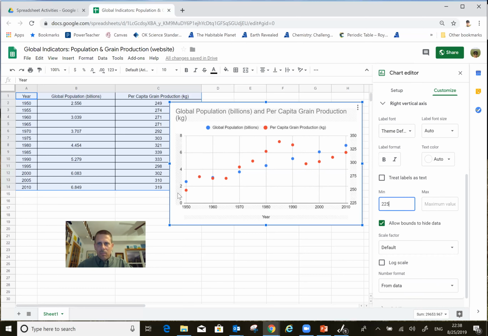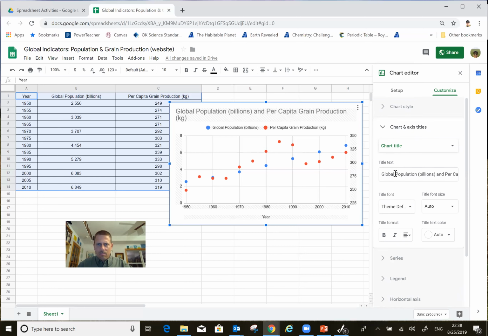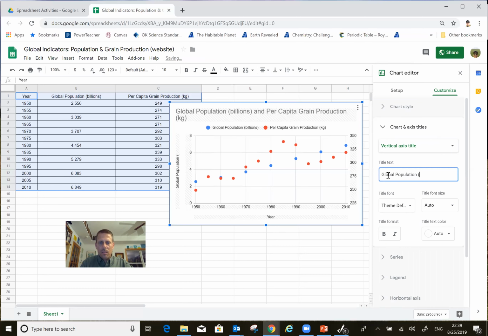For the labeling of my axes, let's go up in our menu, and it says chart and axis titles. So let's click on that. The title looks okay. The horizontal axis title looks fine. That's time in years, so I think that is appropriate. The vertical axis title, this one will be the left-hand side, so I'm going to click on that, and I'm going to put in there the global population, and we always include the units as well, so I'm going to put billions. And we know that's billions of people.